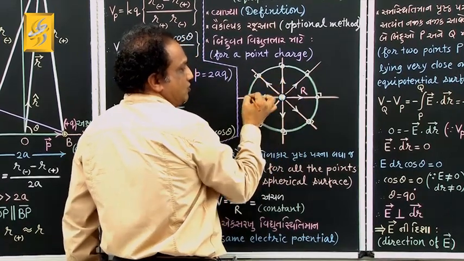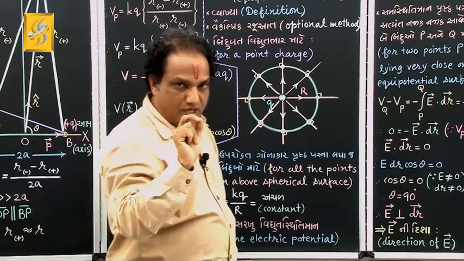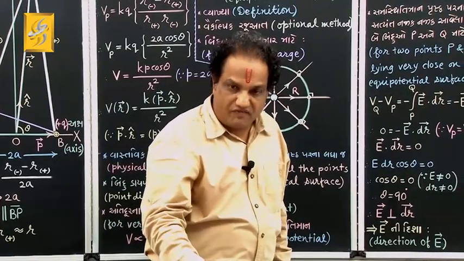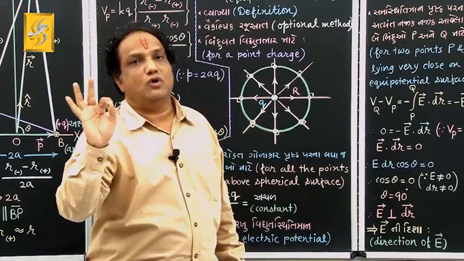Similarly, all these angles are also 90 degrees each. Got it? Remember the conclusion. The direction of the electric field is always perpendicular to the equipotential surface locally.